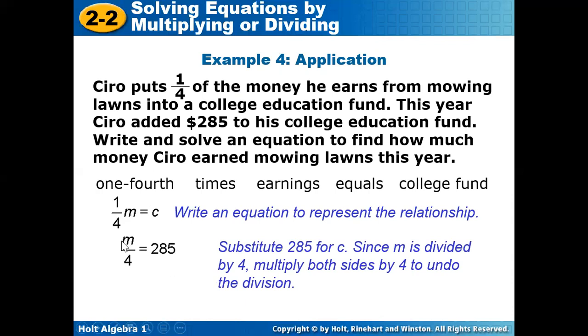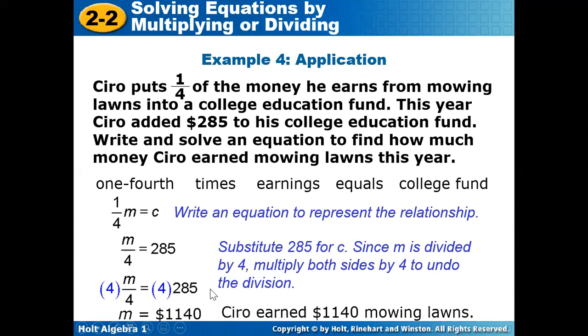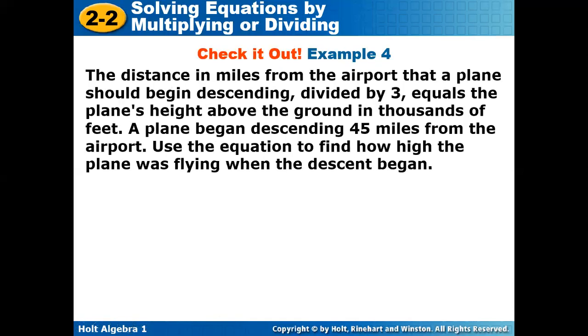So since we're dividing m by 4, we're going to do the opposite operation, which is multiply. Multiply both sides by 4. These cancel out. And we find out that during the summer, Ciro earned $1,140, and 1/4 of 1,140 gives us our 285. It's a good amount of money cutting grass. All right, so we can try one more of these.